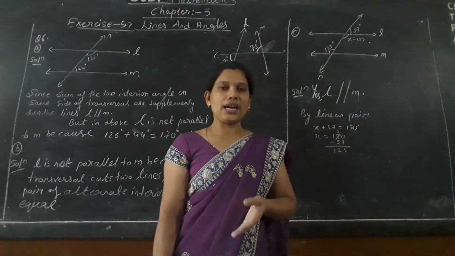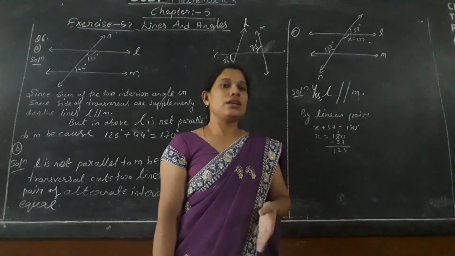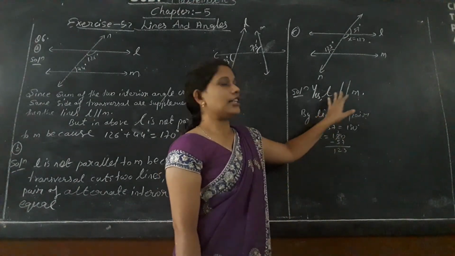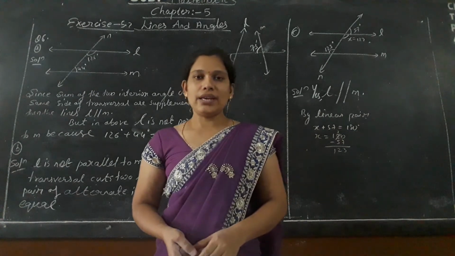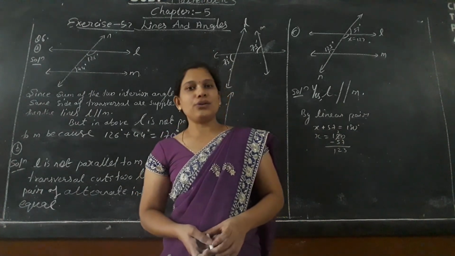Alternate interior angle made by the transversal. So that's why line L is parallel to line M. Clear everyone? And the fourth part you can do on your own.